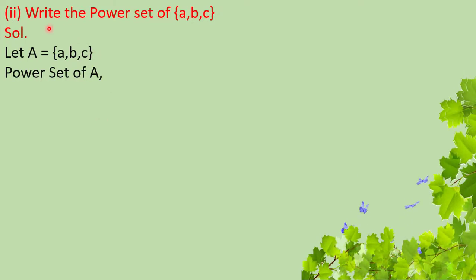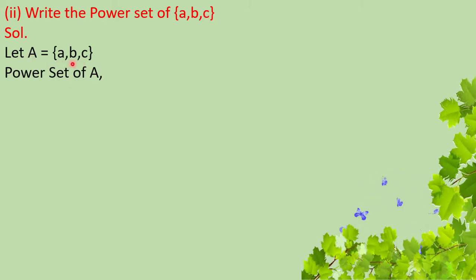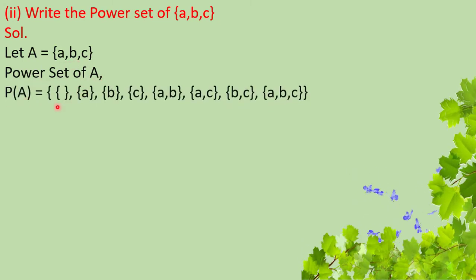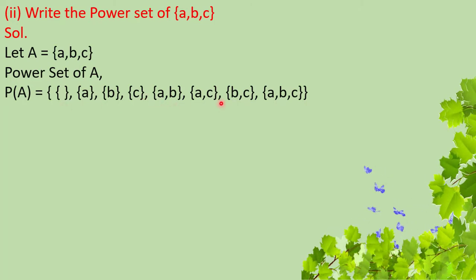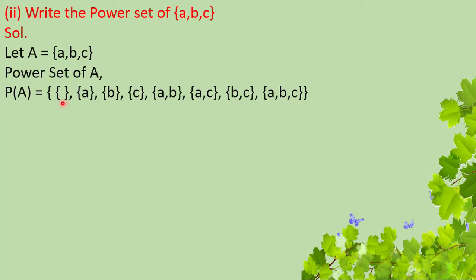Now we have to write power set of the set containing elements A, B and C. In solution, firstly let capital A is equal to this set. Now power set of A is given over here as. Students, as you already know that power set is a set consisting of all possible subsets of a given set A and is denoted by this. So now firstly we will have to write all possible subsets of a given set A, which are given over here as.